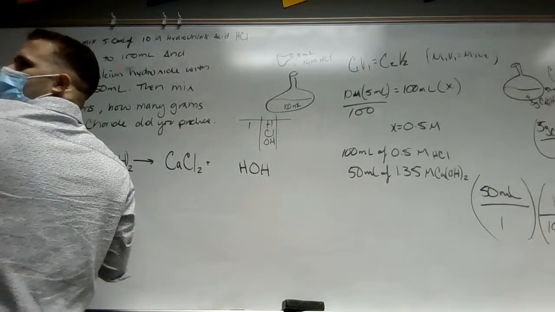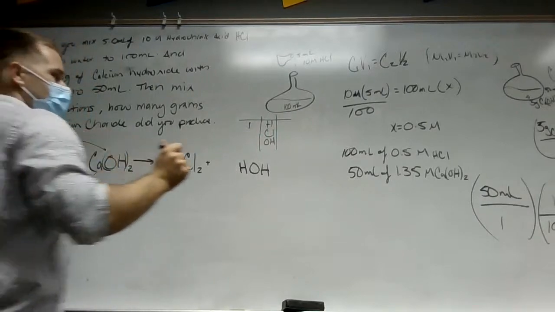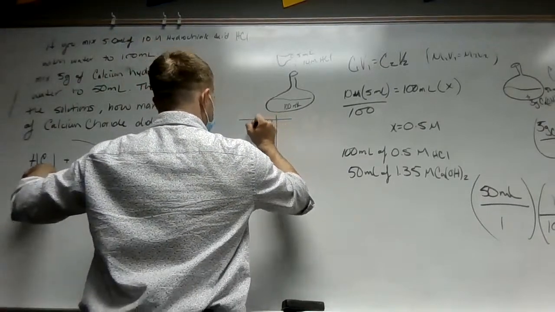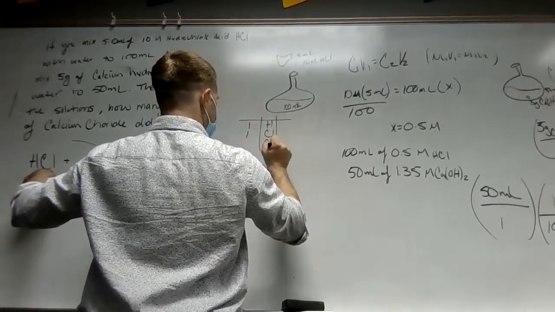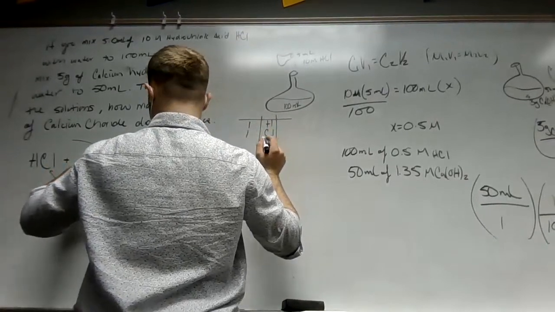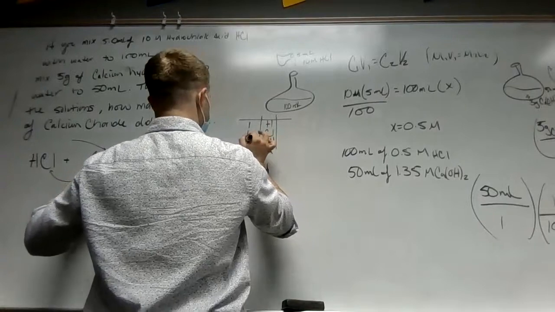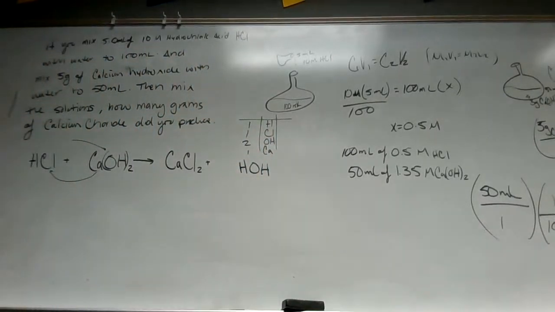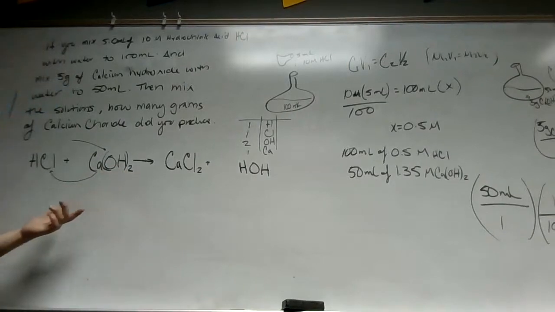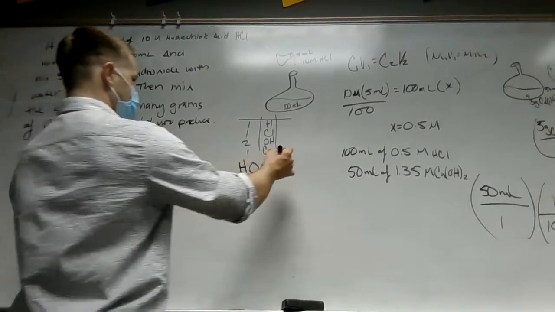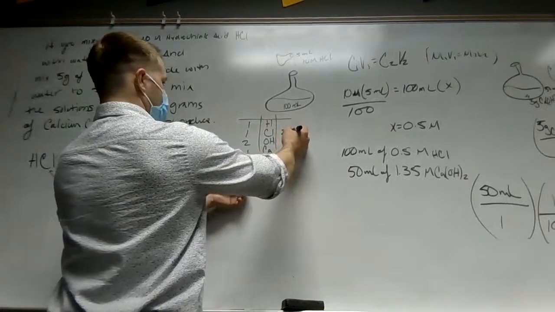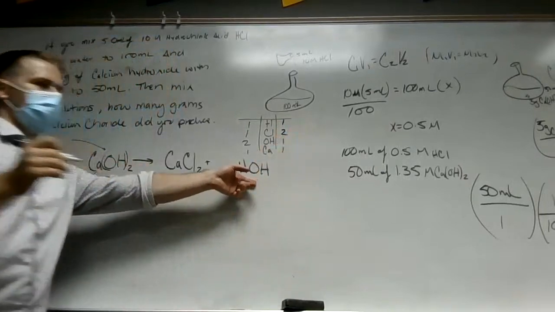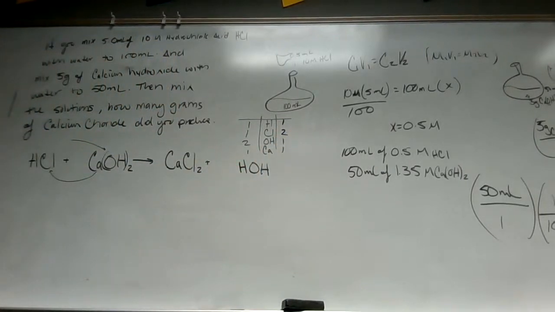There's H left. That's what's a little tricky. Cl, Ca 1, and OH 2. Alright? I'll talk through this, but I'll go through and work through it. So on our product side now, we have 1 calcium, 2 chloride, 1 proton, and 1 hydroxide.